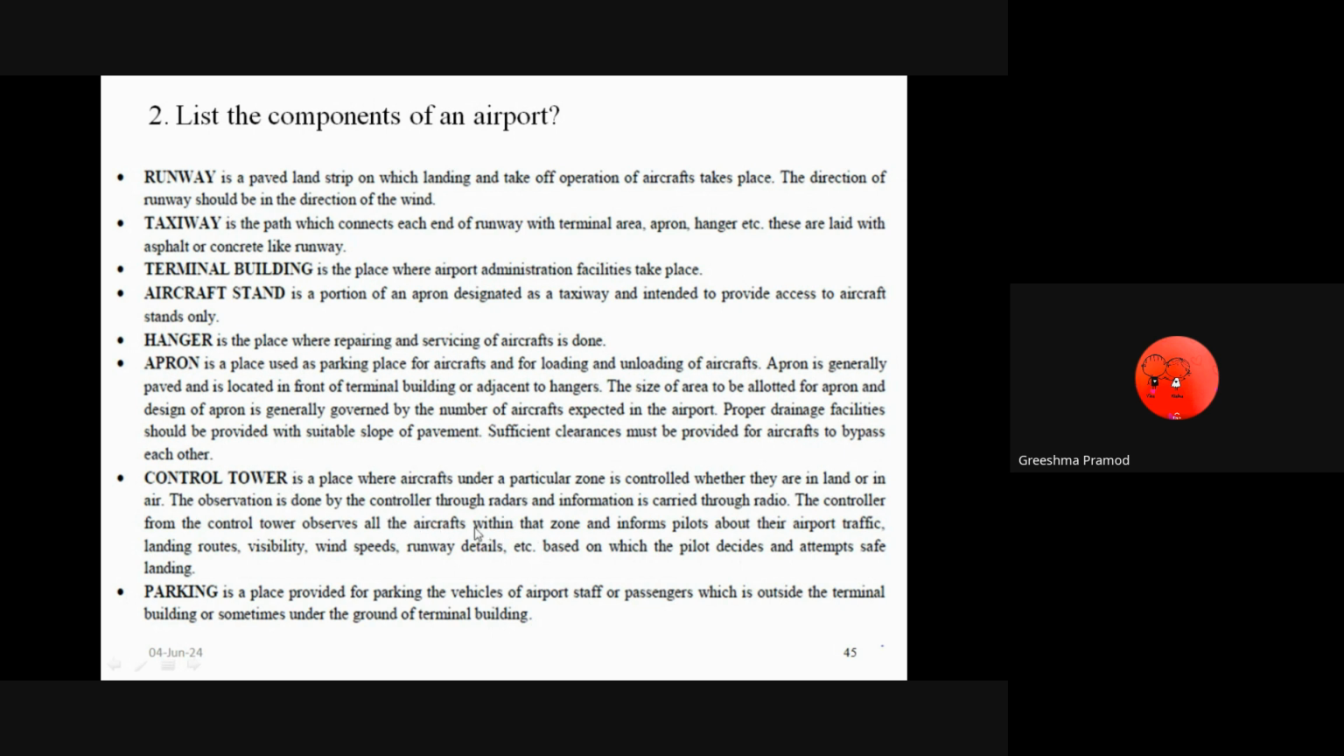It observes all the aircraft within the zone and informs pilots about the airport traffic, landing route, visibility, wind speeds, runway details, based on which the pilot decides on attempting a safe landing. Parking is a place which is provided for parking the vehicles of the airport staff or passengers, which is outside the terminal building or sometimes under the ground of the terminal building. These are the component parts of the airport.